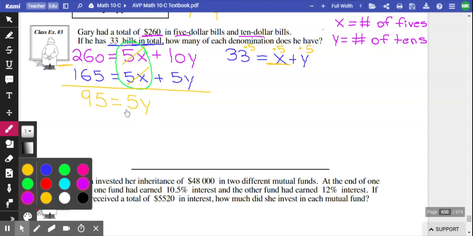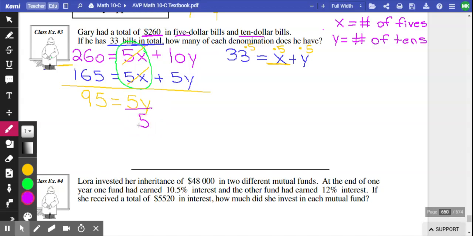We're going to divide both sides by 5. When we do that, that will give me my answer of 19. Y represented the number of $10 bills he has. He has 19 $10 bills.